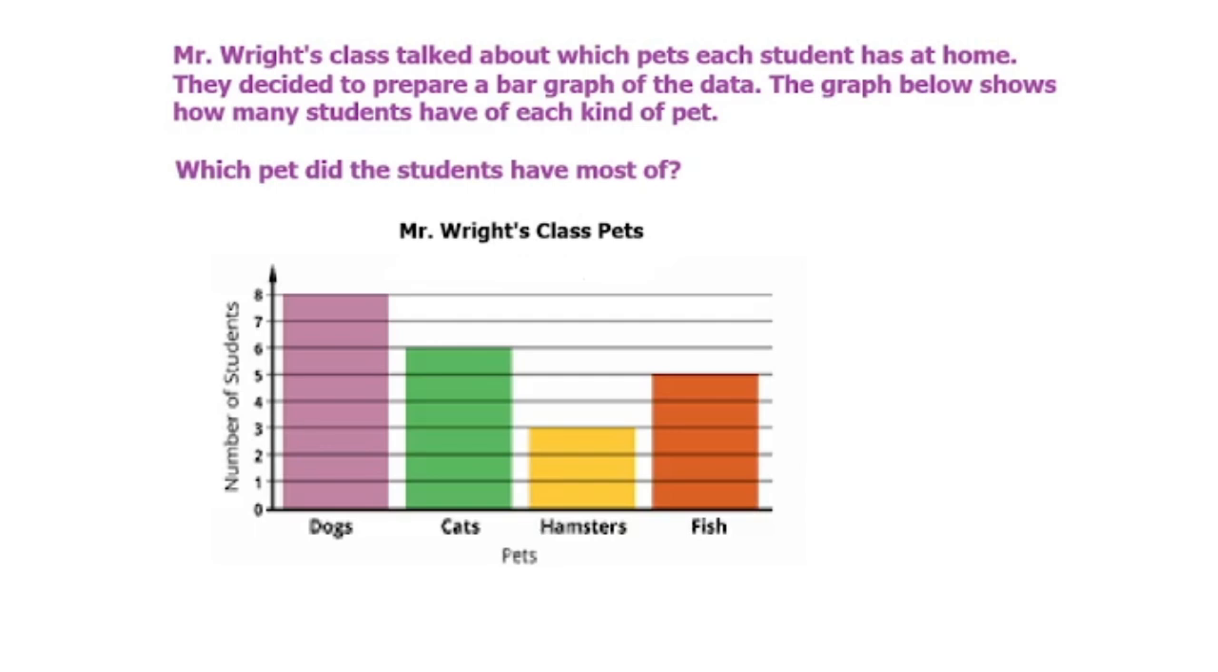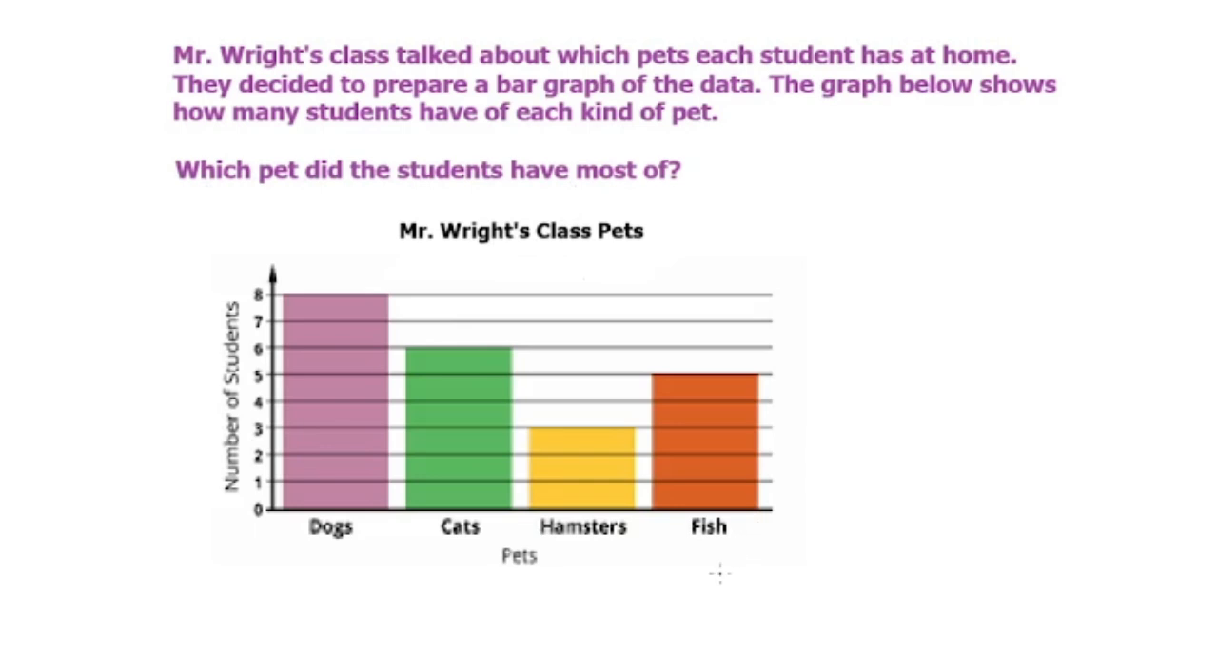So if we have a problem that says, Mr. Wright's class talked about which pets each student has at home. They decided to prepare a bar graph of the data. The graph below shows how many students have of each kind of pet. And then the question is, which pet did the students have most of?